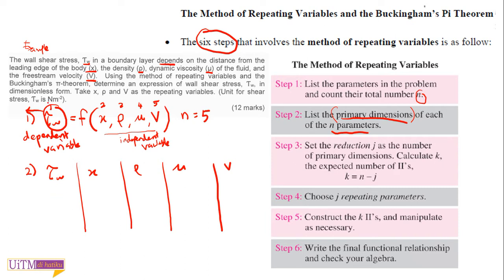They give you here the unit for shear stress is Newton per meter squared, Newton meter minus 2, not per second. So what is the primary dimension for shear stress? Anyone? The MLT. M L negative 1 T negative 2. Okay, well done, that's correct.